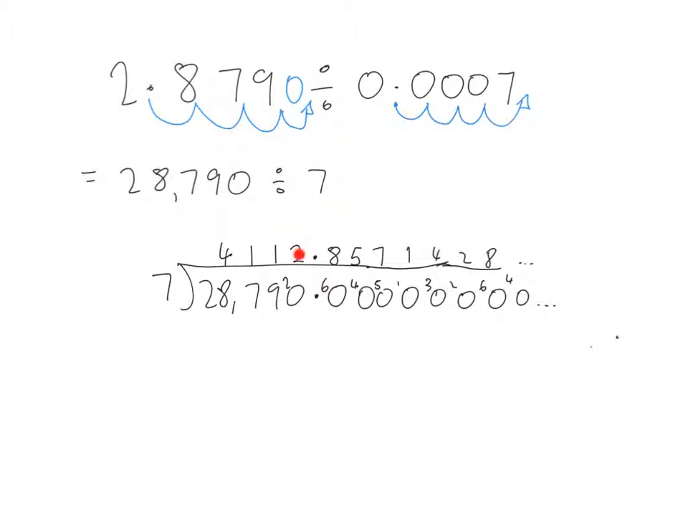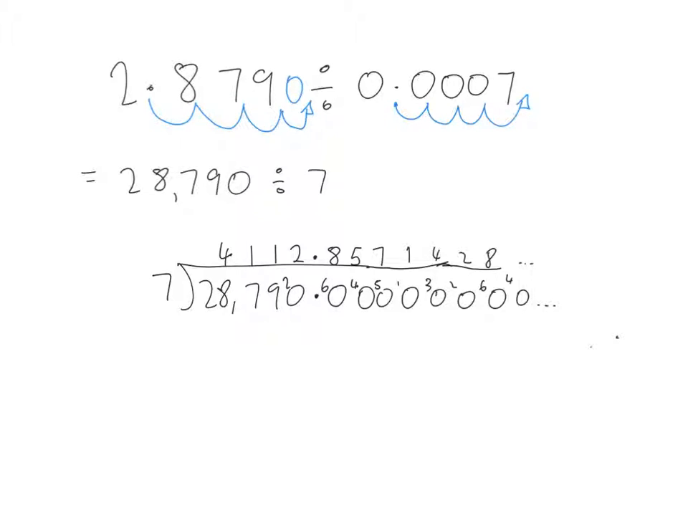So there's a 2 on this side. But then we've got 8, 5, 7, 1, 4, 2, 8, and I can guess that the next digits are going to be 5, 7, 1, 4, 2, 8, and so on. So once I see the pattern, I can stop.